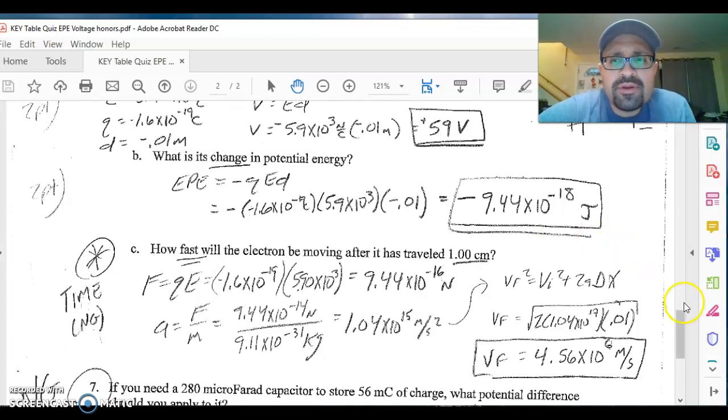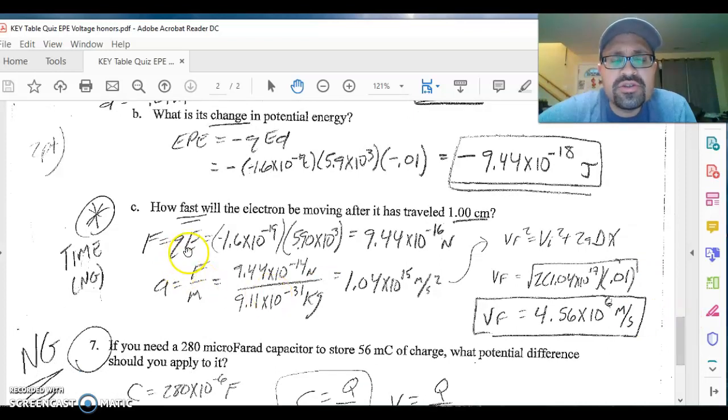But a more popular choice that people selected was to use force. The force from the electric field here, you can use qE to get 9.44 times 10 to the negative 16 newtons. That then can be applied into Newton's second law to solve for the acceleration of this electron. You'll notice that this is the mass of an electron, much less than the mass of a proton. And from there, knowing that this particle is undergoing acceleration, you can use one of the big four kinematics equations to solve for final velocity.